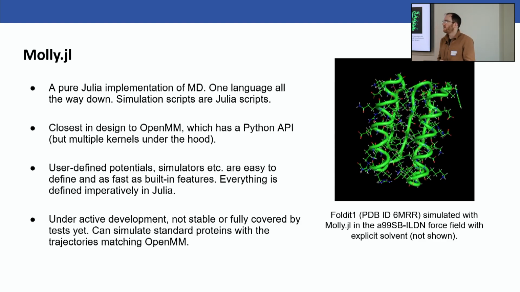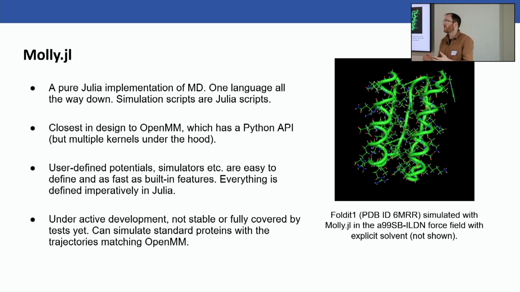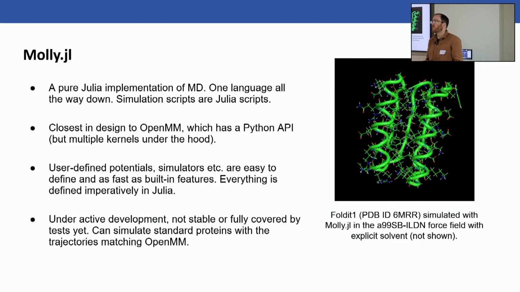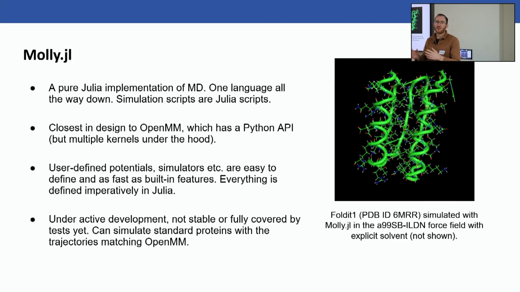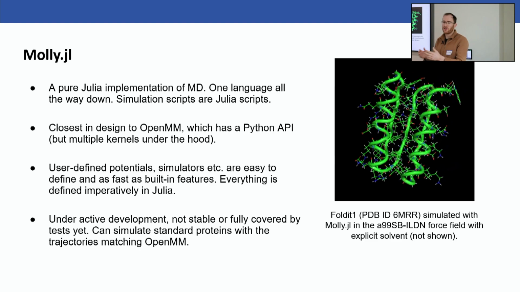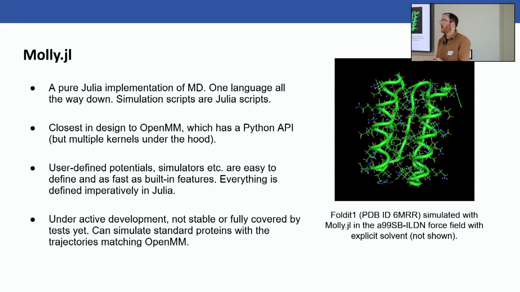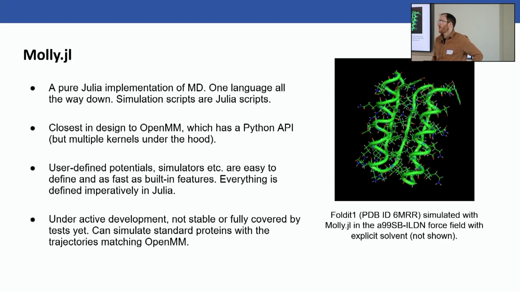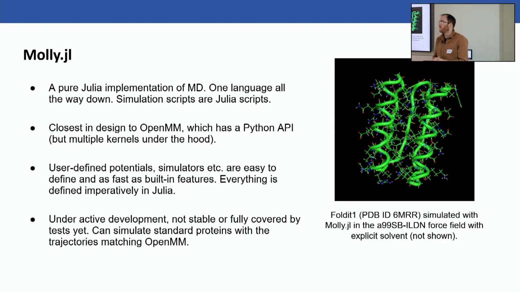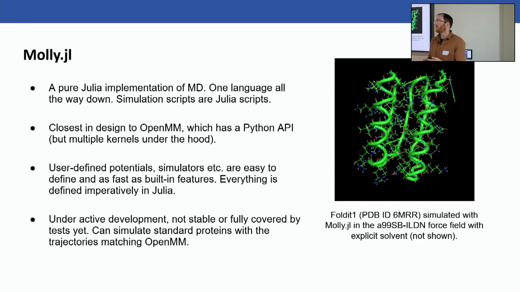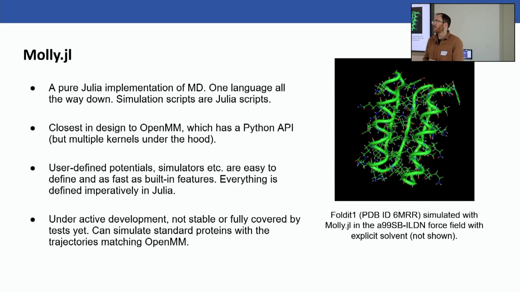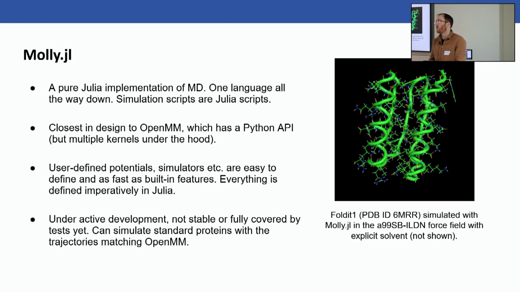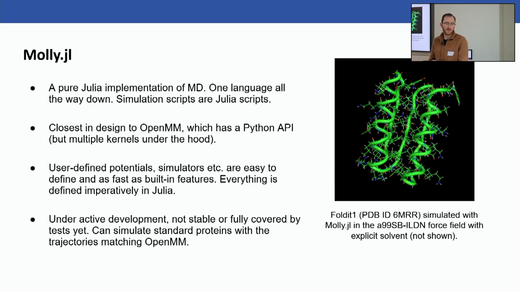It lets you define potentials, simulators, etc. And the idea is they should be easy to define, and they should be just as fast as built-in features. And that's kind of analogous to the way Julia works. Most of Julia standard library is written in Julia because Julia is fast. And so it's the same philosophy here. So it's under active development. It's not stable or fully covered by tests, but we put a very strong emphasis on testing, and currently we can simulate standard biomolecules with the trajectories matching OpenMM exactly.